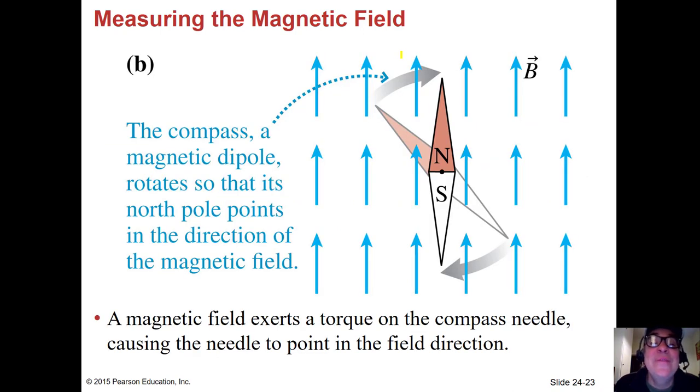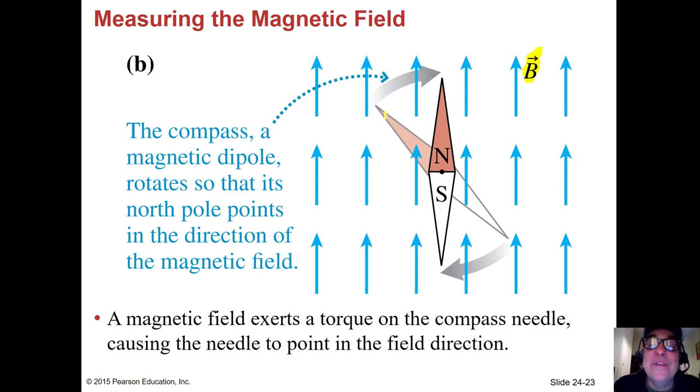Now, the same thing happens if you put a bar magnet, or in this case, it looks like a compass needle, in an external magnetic field. So B is used for magnetic field. You might think it should be M, but there's something else that's used for M. So here we have B for magnetic field strength.